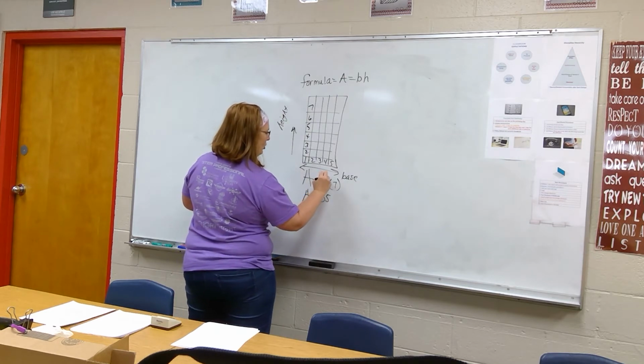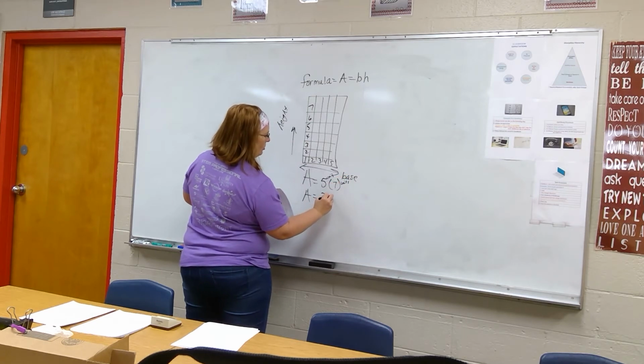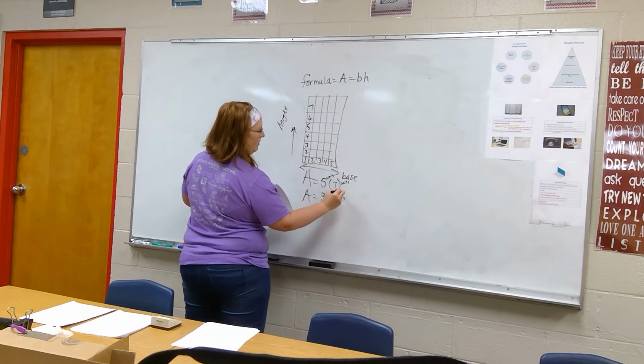Oh, I should have written up here, units. You always have to put your measurement. So it's units. I've got 2 of them, so it's squared.